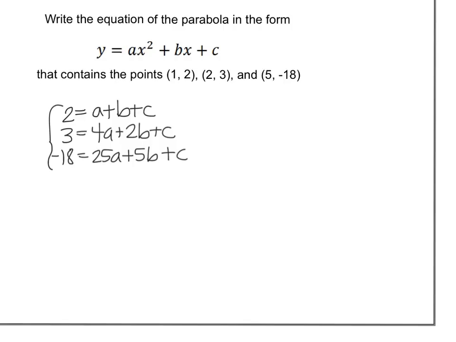When I plug in 3 for my y, and I plug in 2 for my x, well, I have 2 squared is 4, so that's 4a plus 2b plus c equals 3. And then I plug in 5 and negative 18, and I get negative 18 equals 25a plus 5b plus c. So this is a great way to see how this works out. So why don't you take a minute and solve this system of equations and figure out what a, b, and c would be. Because once you find out what a, b, and c are, you can just plug them in here, and then you have your equation.